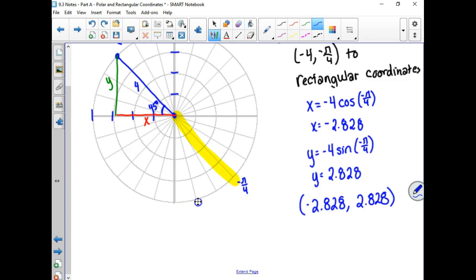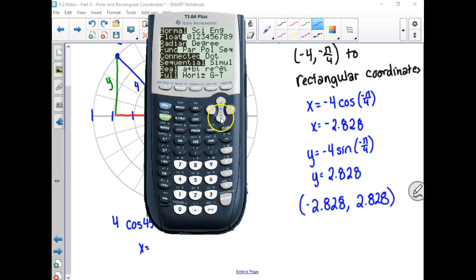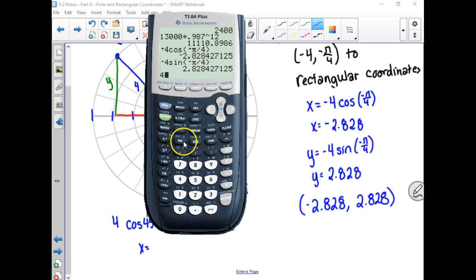So if I had forgotten the formula, the other way I could solve this is I could say that cosine of 45 degrees would equal, so cosine would be adjacent over hypotenuse, so adjacent is x over hypotenuse is 4, so I'd multiply both sides by 4, and x equals, if we type in, first of all, make sure you're in degree mode, 4 cosine 45. Okay, now notice I get 2.828 here, but it's positive.